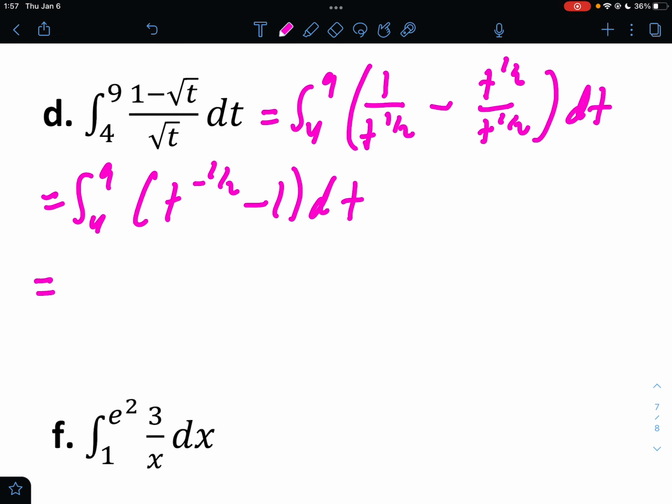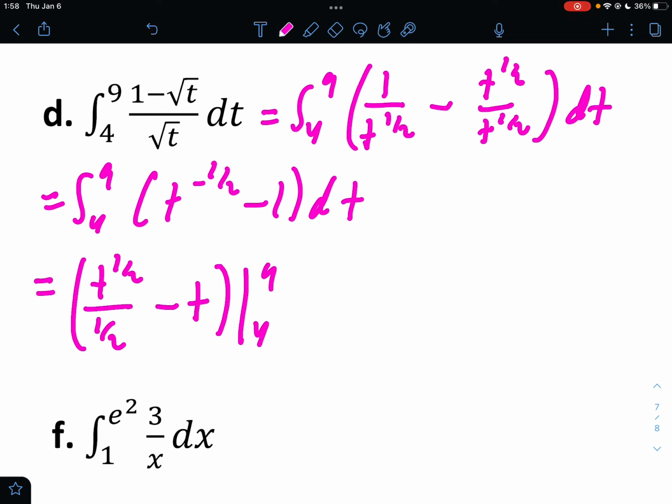So taking the antiderivative gives me t to the 1/2 over 1/2 minus t, from 4 to 9. Or if I want to rewrite that, it would be 2 root t minus t from 4 to 9.